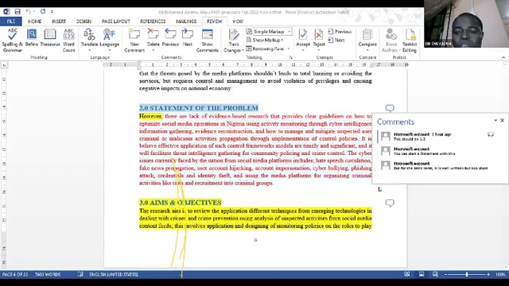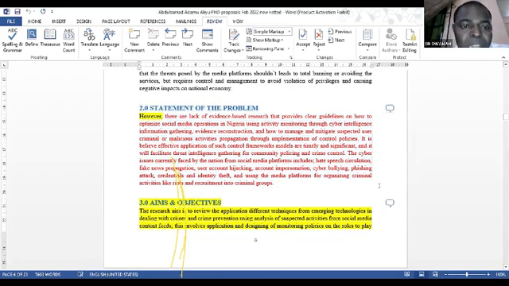So if you ask me, you should have been able to start this statement by saying, remove the "however" and put, there is a lack of evidence-based research that provides clear guidance on how to optimize social media operations in Nigeria using activity monitoring through cyber intelligence information gathering, evidence reconstruction, and how to manage and mitigate suspected user criminal or malicious activities propagation through implementation of control policies. Powerful, and I clap for you again.